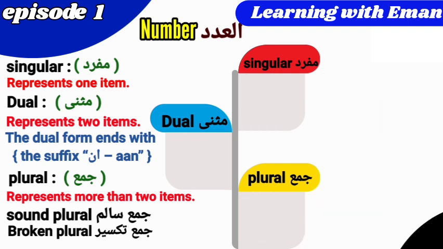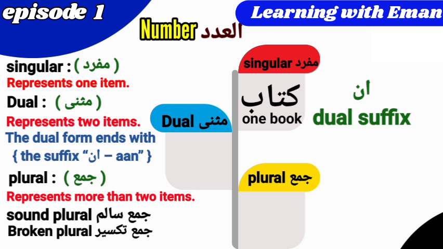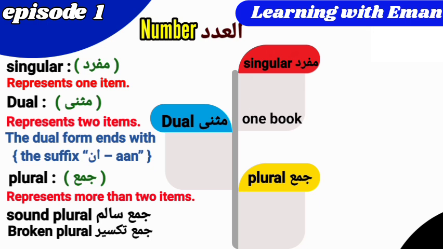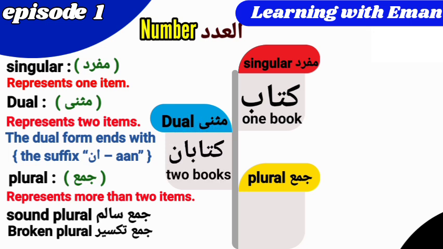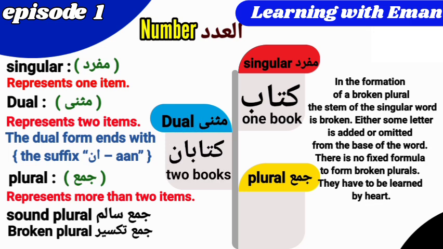Another example of a singular noun is كتاب, which means one book. We add the suffix aleph and noon to make the dual form of the noun. So, كتاب becomes كتابان, which means two books. In the formation of a broken plural, the stem of the singular word is broken. Either some letter is added or omitted from the base of the word. There is no fixed formula to form broken plurals. They have to be learned by heart. For example, كتب, which means books.